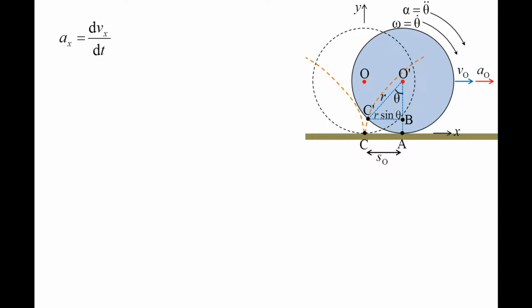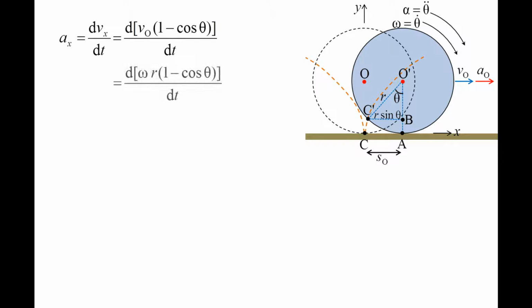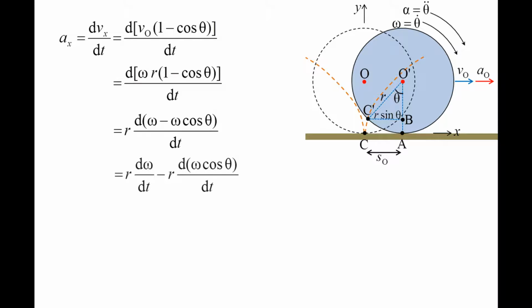The x-component of the acceleration, Ax, is equal to the time derivative of Vx. So we plug in the expression for Vx that we just derived, which is VO times the quantity 1 minus cosine theta, and substitute omega times r for VO. Next, we pull r out of the derivative since the radius is constant, and separate the derivative into two parts.